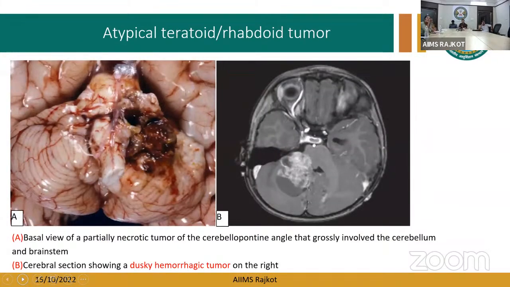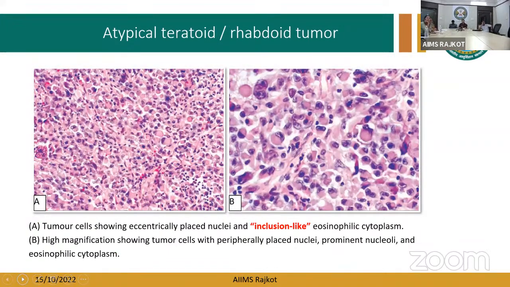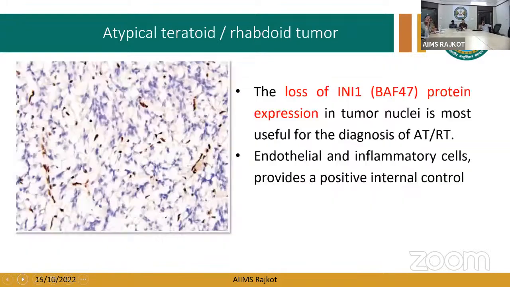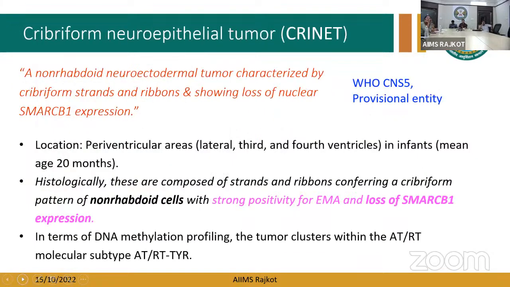This is a gross picture. You can see it is a partially necrotic tumor of the cerebellopontine angle and it will be a dusky hemorrhagic tumor. This is the morphology. There will be tumor cells having eccentrically placed nuclei, inclusion-like eosinophilic cytoplasm, and prominent nucleoli. There will be loss of INI1/BAF47 protein expression. As you can see, the internal control will be endothelial and inflammatory cells.